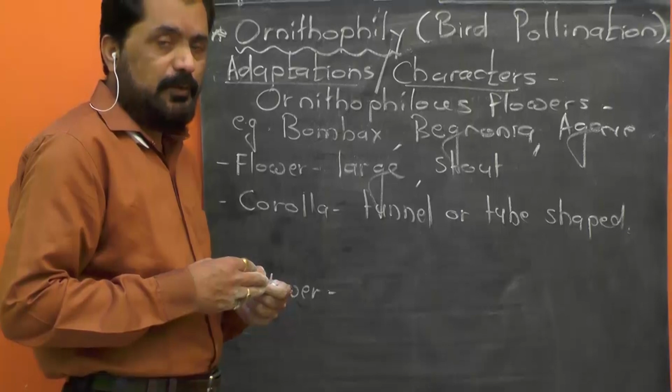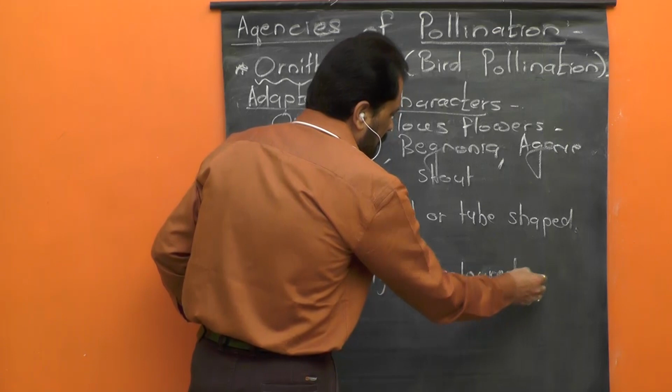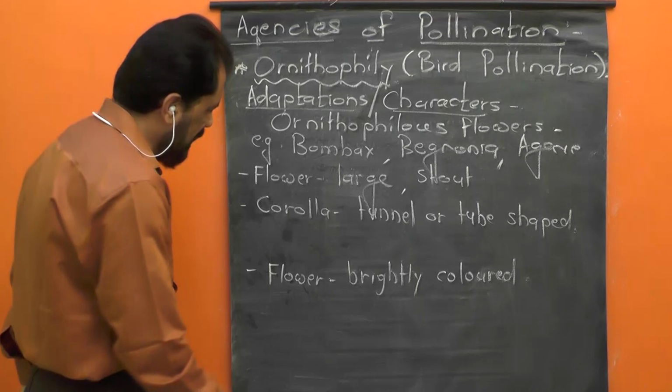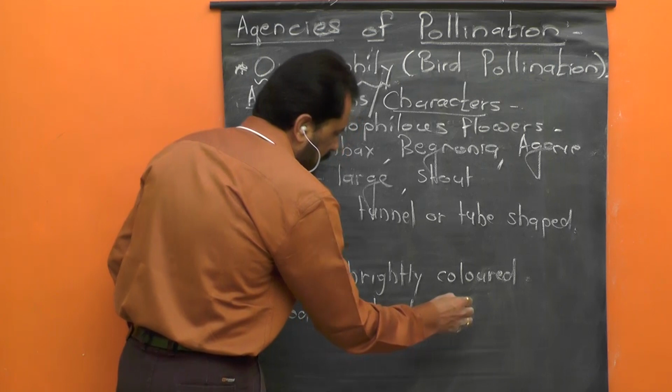So we can say that flowers are brightly colored. Next character, we can say that these flowers produce abundant watery nectar. Abundant means in very large quantity, watery nectar.